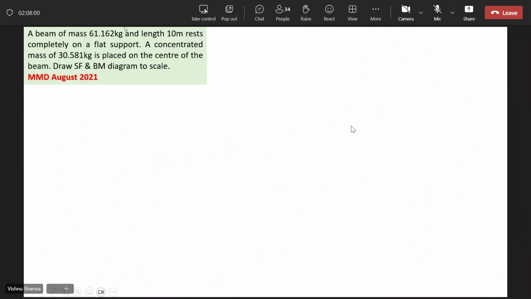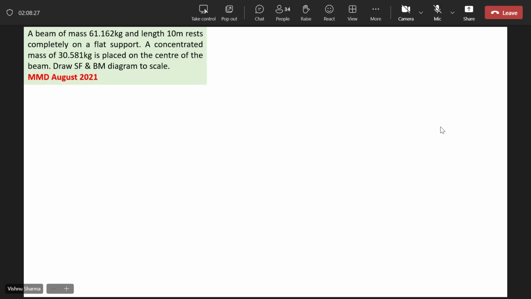Guys, this is August 21. August 21, MMD. A beam of mass 61.162 kg, length 10 meters, rests completely on a flat support. A concentrated mass of 30.581 kg is placed on the center of the beam. Draw the SFBM diagram to scale.